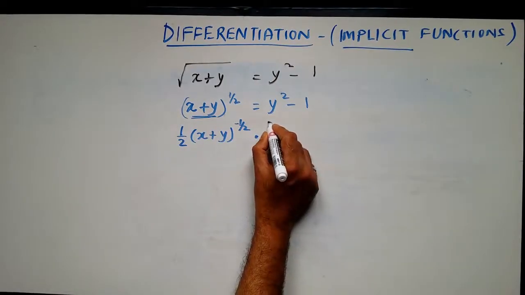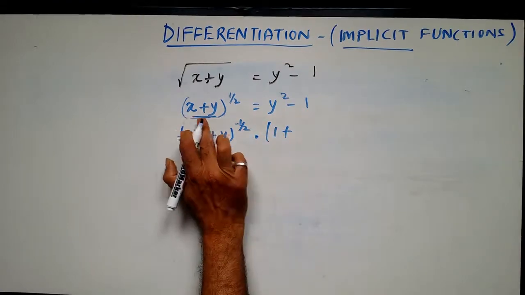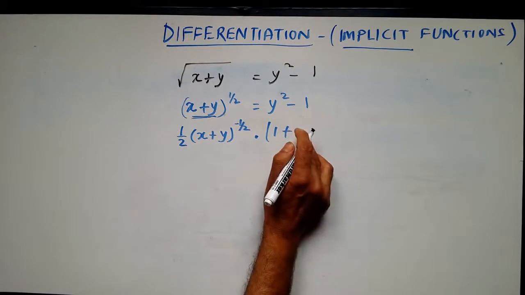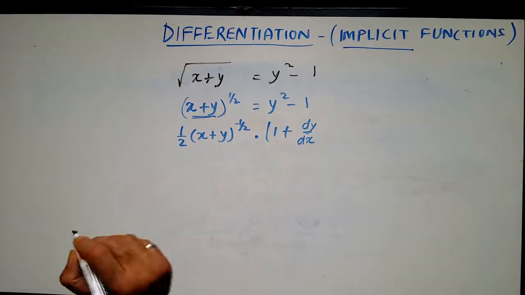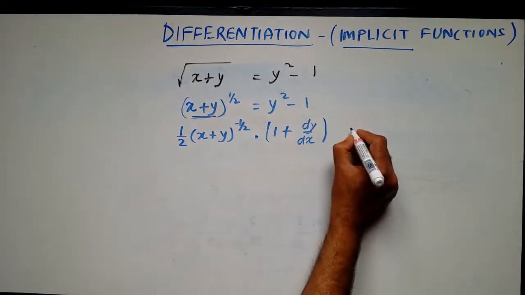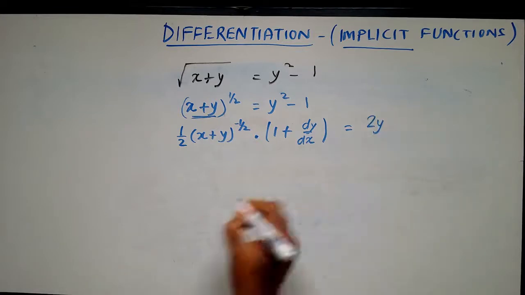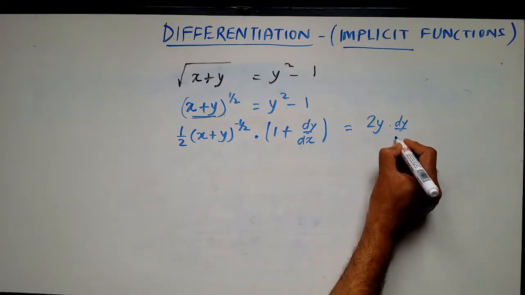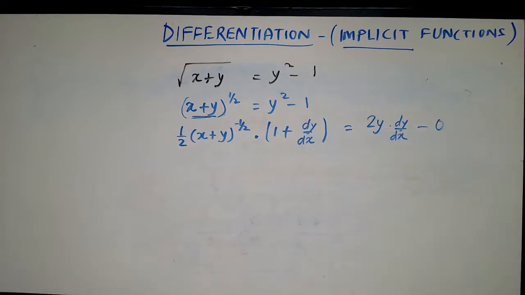What is the derivative of the internal function? That is 1 plus the derivative of y. The derivative of y is 1, and applying the chain rule, it is multiplied by dy by dx. This is equal to, since this is y squared, the derivative of y squared is 2y. Applying the chain rule, that is multiplied by dy by dx, minus 0.